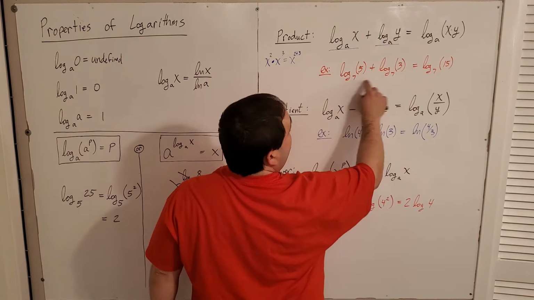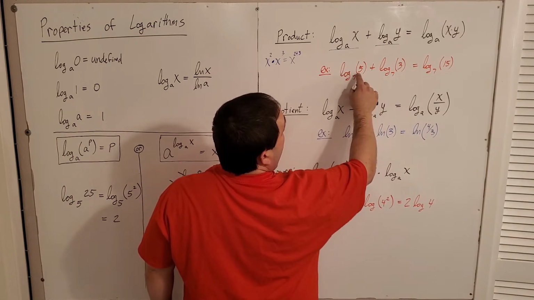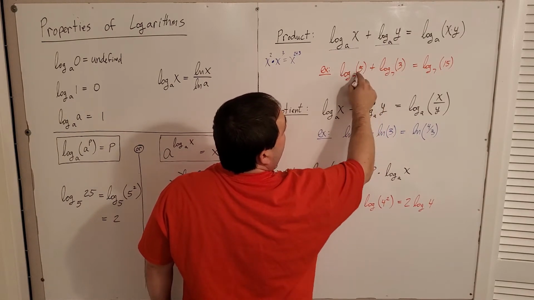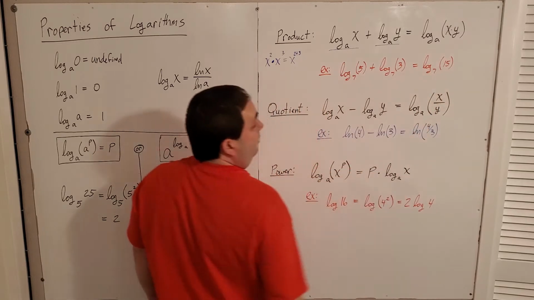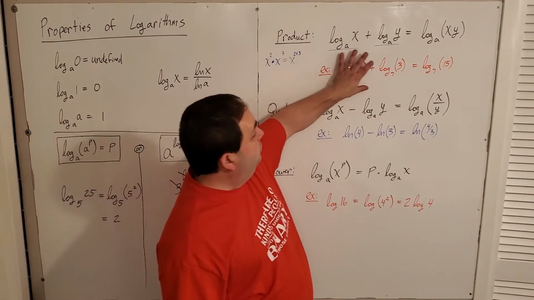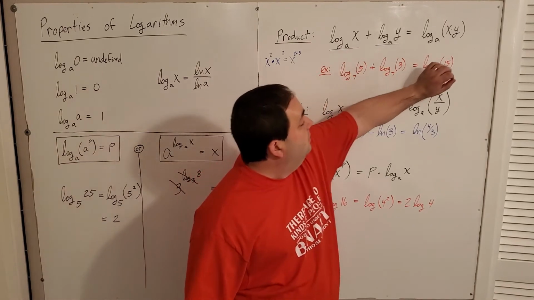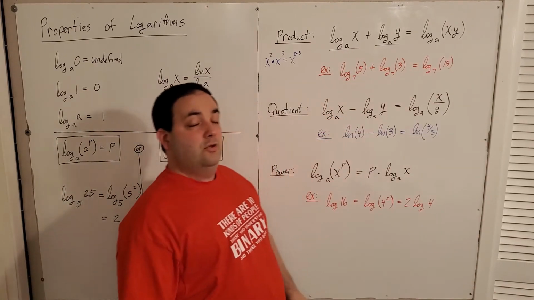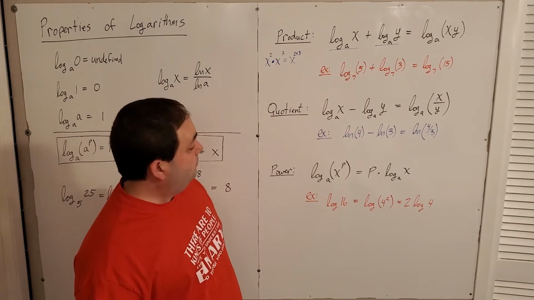As long as the logarithms have the same base, right here, I'm adding the two logarithms. 5 times 3 just gives me the log base 7 of 15. And you can check that one in your calculator, right? Do this calculation on one side and then do that calculation separately. You'll see that they give you the same number, okay?